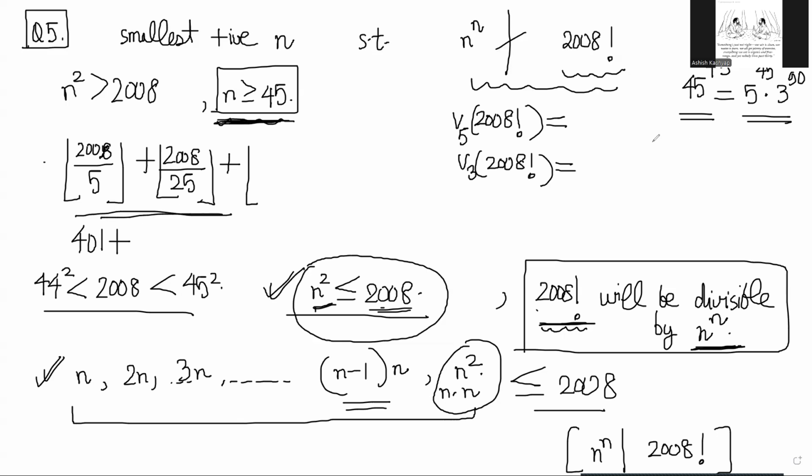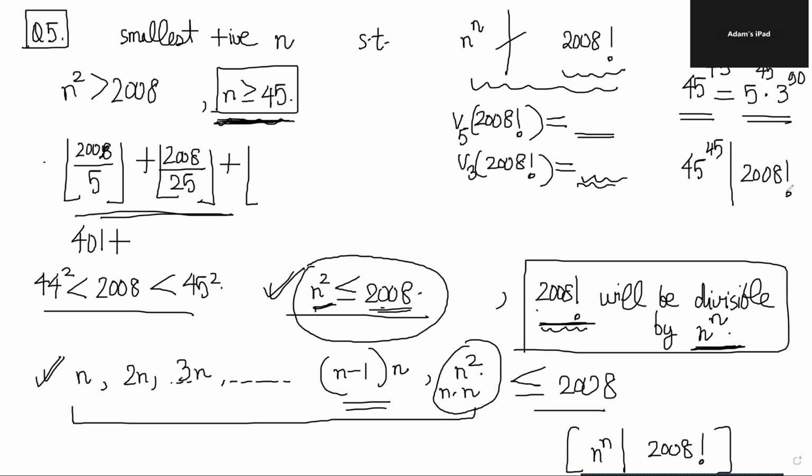So notice that it is already much bigger. The power of 5 here will be 400 plus, and the power of 3 will also be 600 plus. So definitely 45 power 45 will divide 2008 factorial.